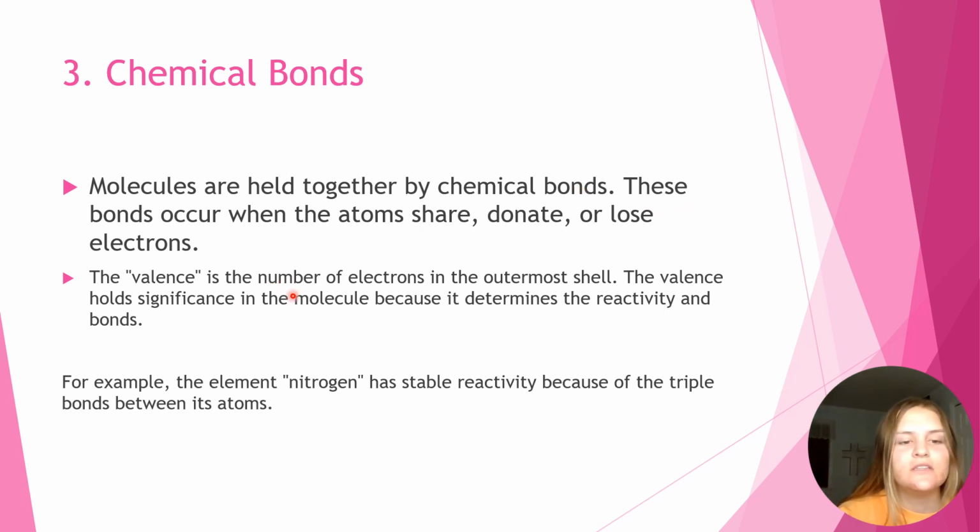The valence is the number of electrons in the outermost shell. The valence holds significance in the molecule because it determines the reactivity and the bonds. For example, the element nitrogen has stable reactivity because of the triple bonds between its atoms.